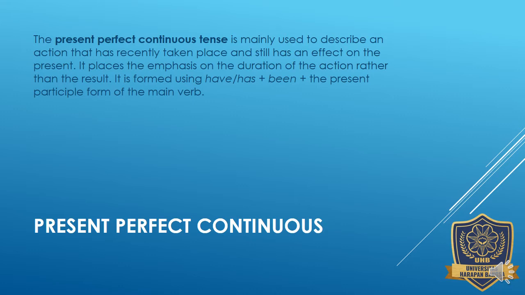Present perfect continuous tense. The present perfect continuous tense is mainly used to describe an action that has recently taken place and still has an effect on the present. It places the emphasis on the duration of the action rather than the result. It is formed using have or has plus been plus the present participle form of the main verb. Remember, present participle is always in the form of -ing.